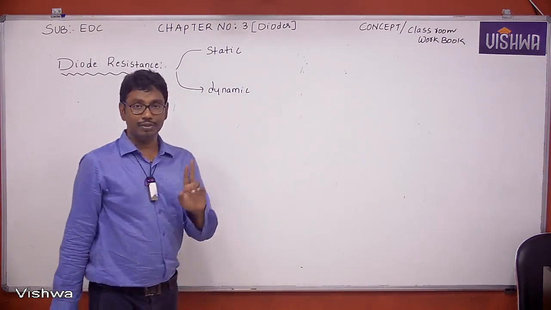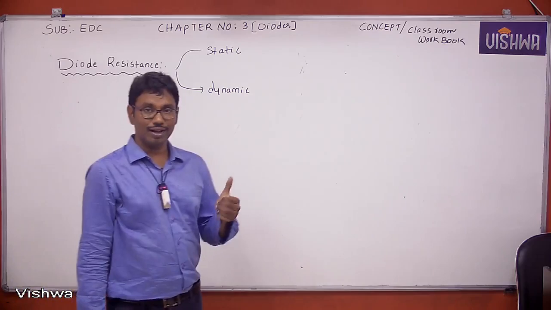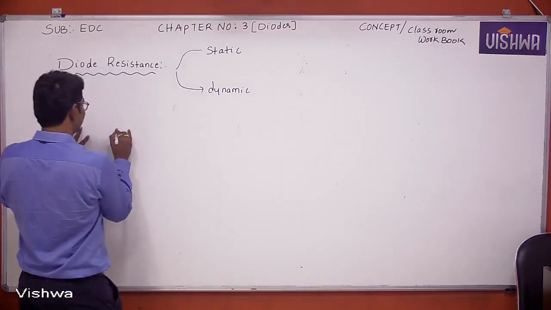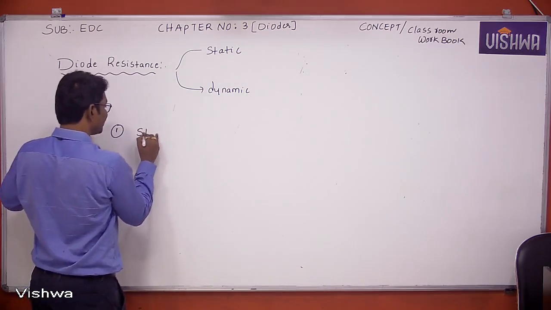Here, diode exhibits two types of resistance. One is static resistance, another one is dynamic resistance. First, what is static resistance? We will talk about static resistance.